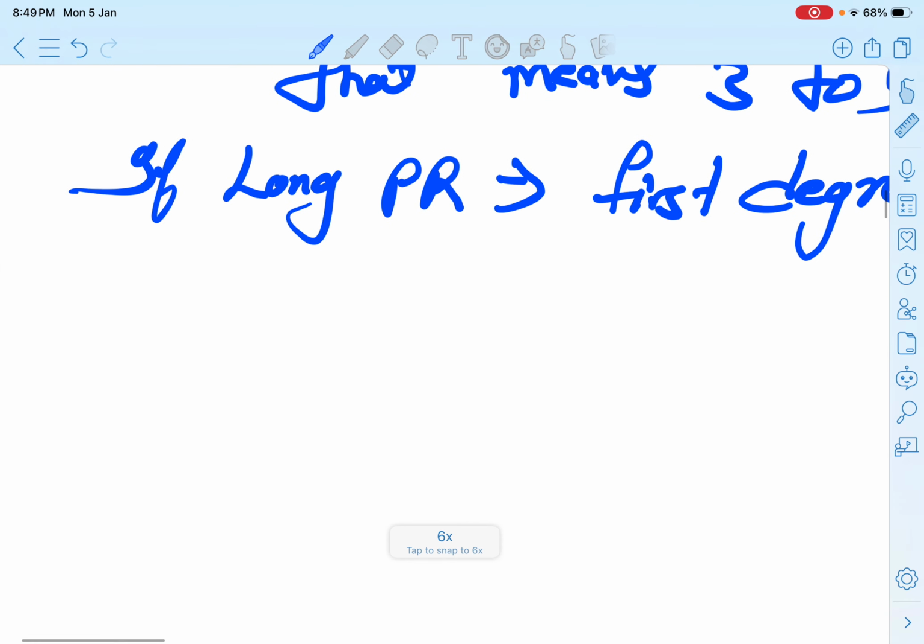If the QRS is narrow, we notice that it is a supraventricular rhythm. If the QRS is wide, it is a ventricular rhythm.